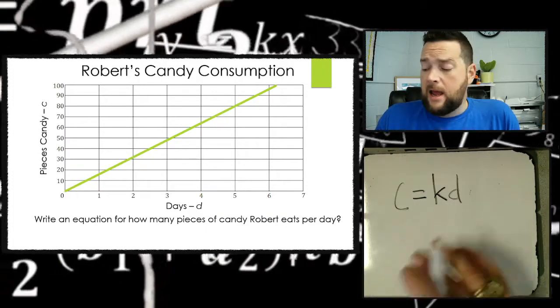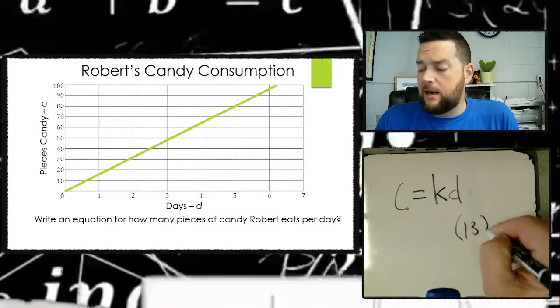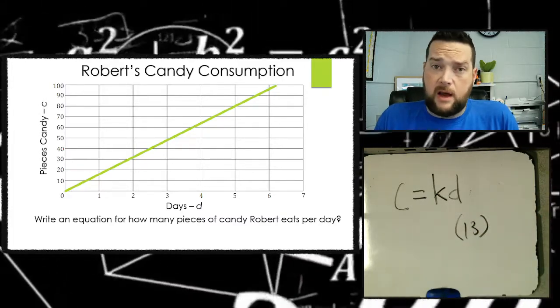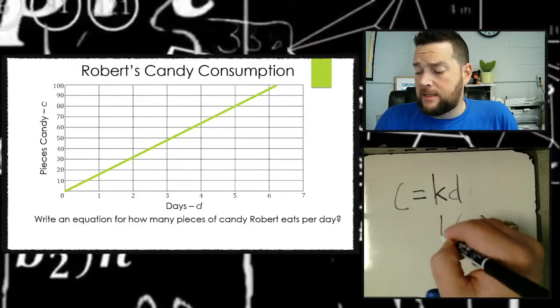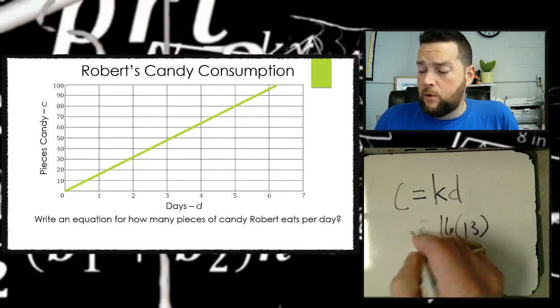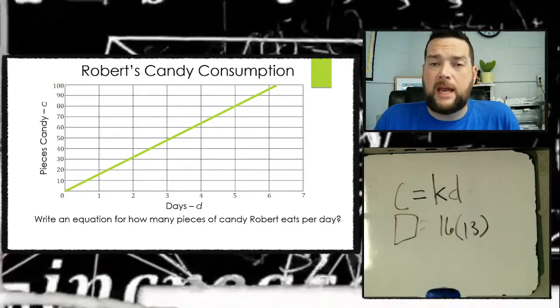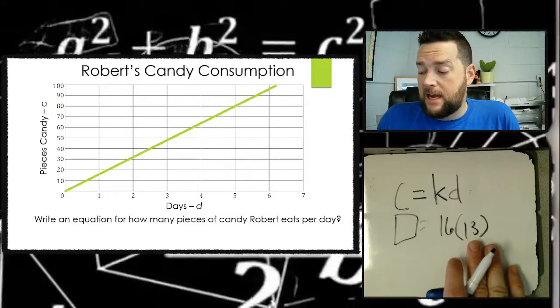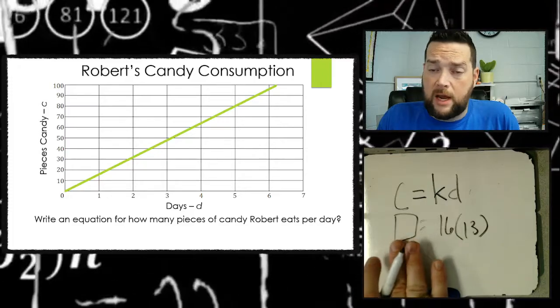So if we wanted to know how many pieces of candy he is eating in 13 days, well, we have to find the constant of proportionality. I'm just going to give it to you. That's not the nature of this video, but it's 16, all right? Then you would just have to multiply 16 times 13 to find out how much candy he's actually eating. So the number of days he's been eating times how much he eats every single day tells you the total candy that he's eaten.